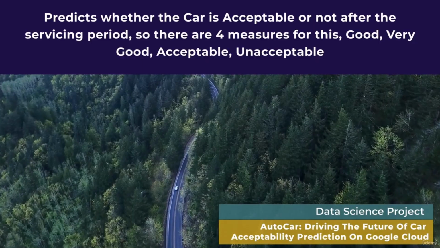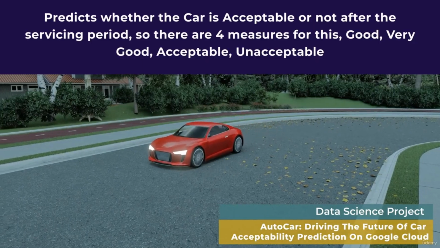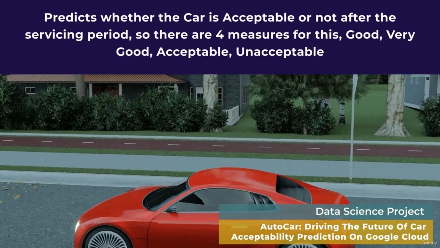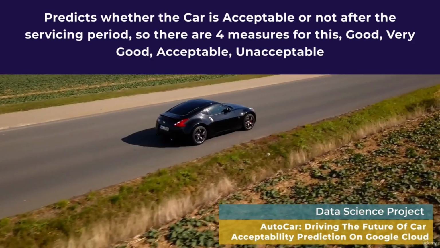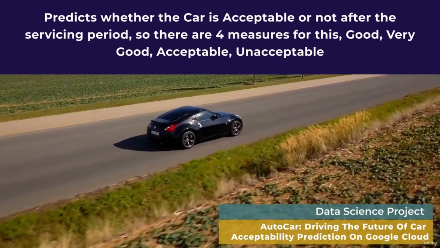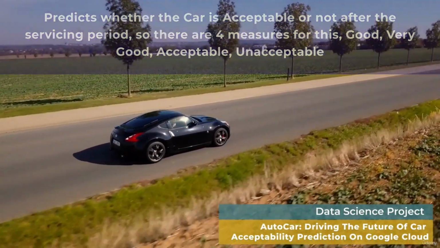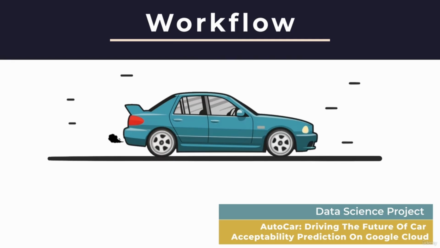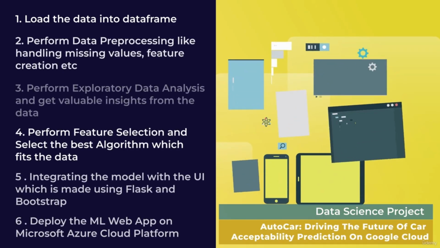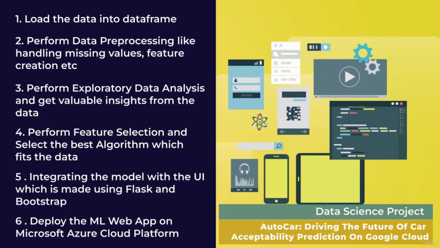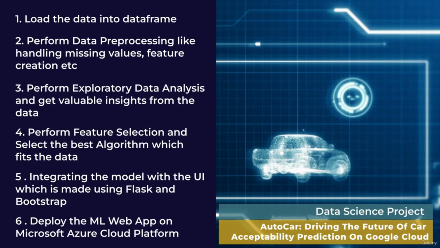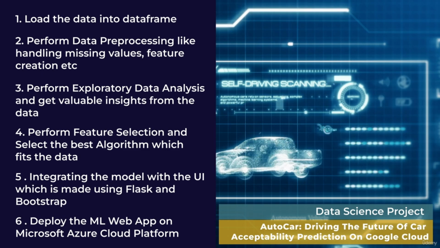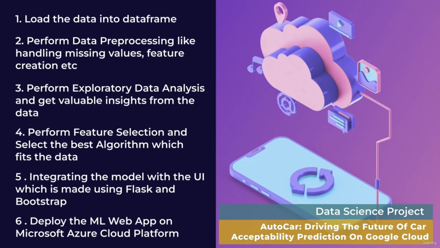So at what range? There are 4 kinds of classes as per this dataset: one is acceptable, one is unacceptable, one is good, and one is very good. So it's a multi-class classification problem, and here's the flow of it: loading the data frame, performing pre-processing, performing exploratory data analysis, performing feature selection and selecting the best algorithm, and then integrating the model with Flask and Bootstrap, and then deploying it on Google Cloud Platform.